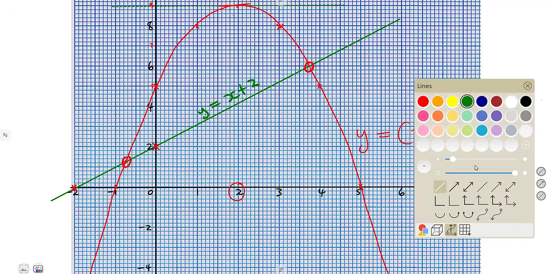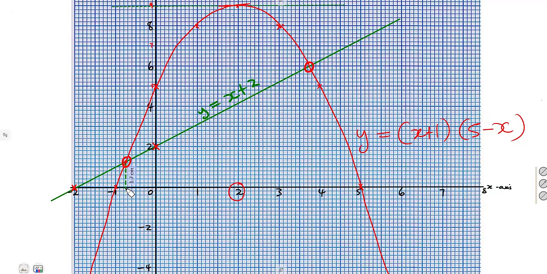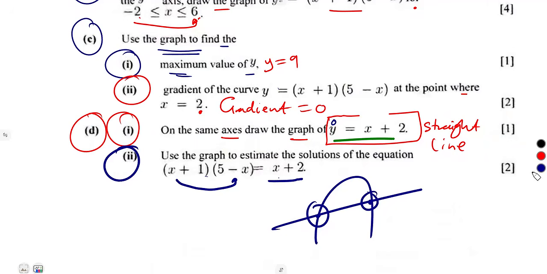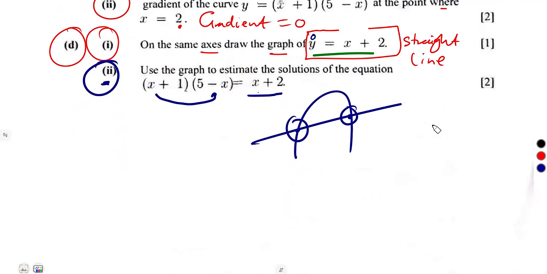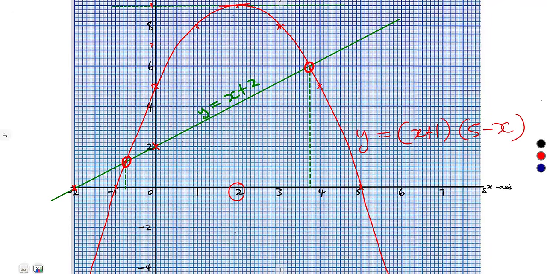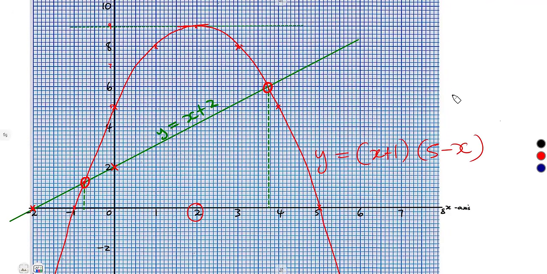What are the values of x? You take the corresponding value of x to the horizontal, where they intersect, like that. So that is how you're going to consider those solutions on this D item 2. All right, so to estimate the solutions, those are the values of x at the point of intersection. So that's our D item 2.